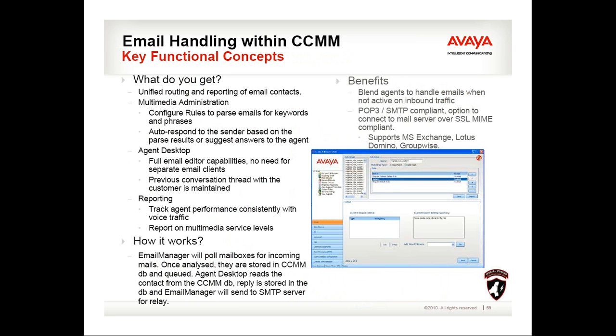Some of the key functionality is obviously the unified routing and reporting of email contacts. Out of the box reporting and the routing of it, we already know that's a big piece of email, getting it routed correctly to the right agent group to handle that email. The agent desktop has the email editor already built into it, much like if you opened up your Outlook or your Lotus. Being able to write emails, forward emails, send emails, it's all on the agent desktop. It's a unified agent desktop for a reason, to handle all of that. Reporting, you can track the agent performance and report on the multimedia service levels. So if you have service levels set up for your email environment, being able to report on those is kind of critical. And then obviously you have an email manager that polls boxes for incoming emails.